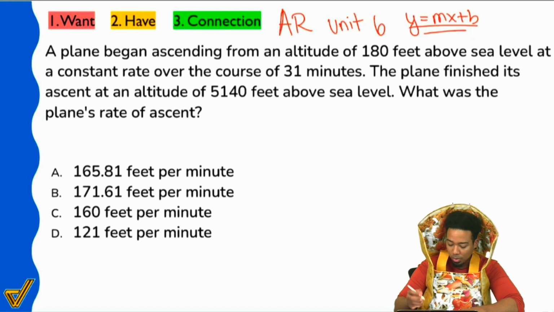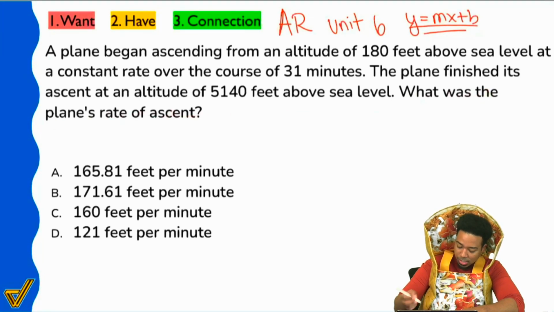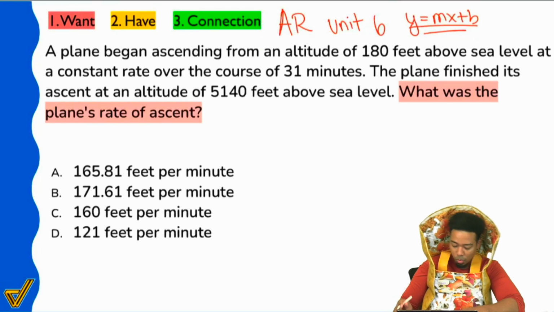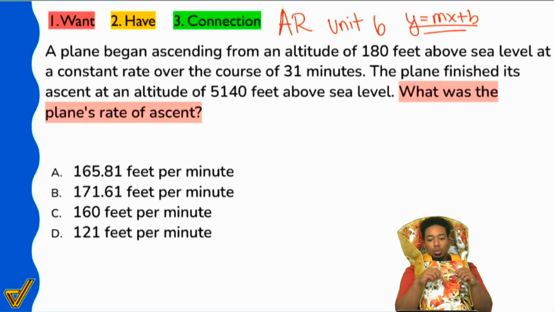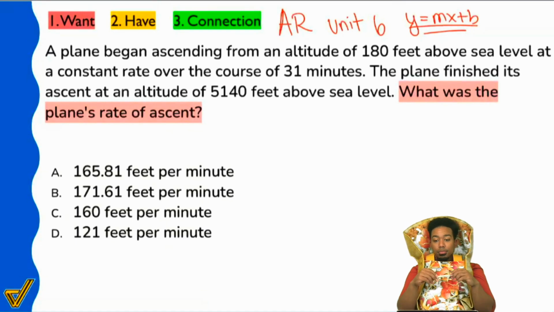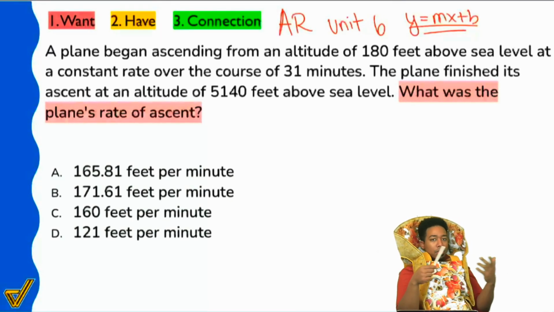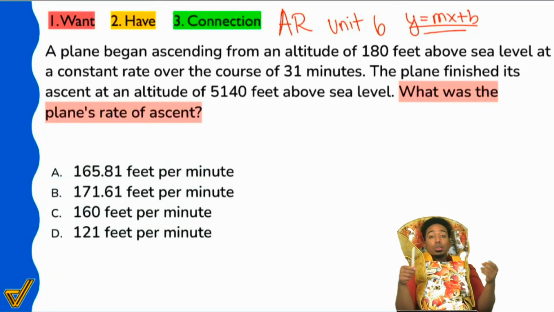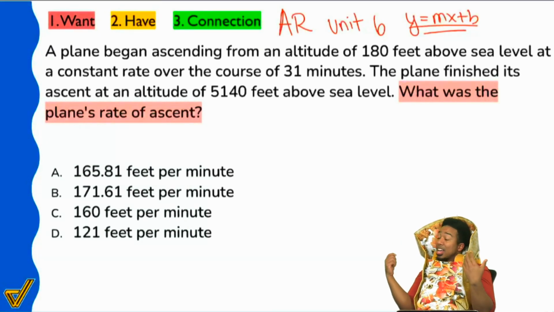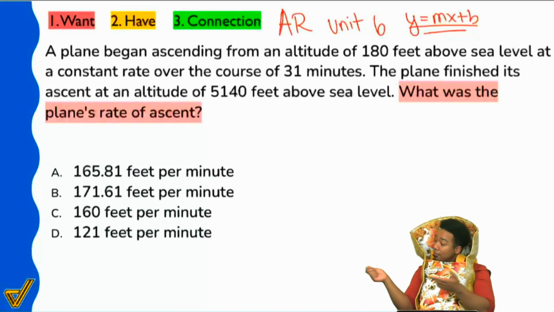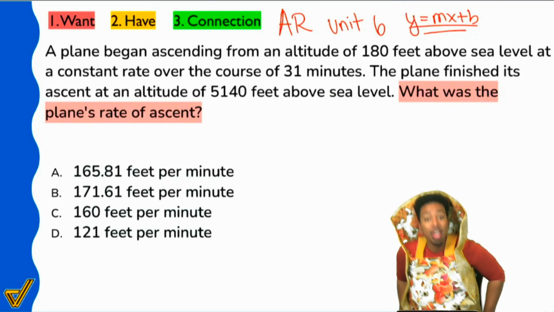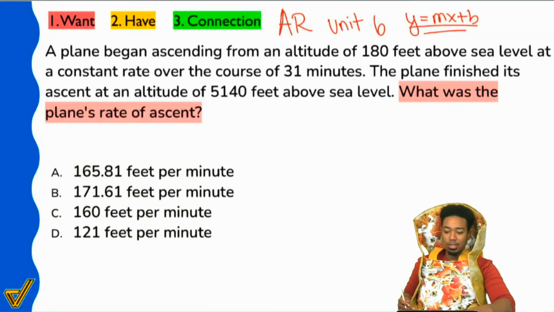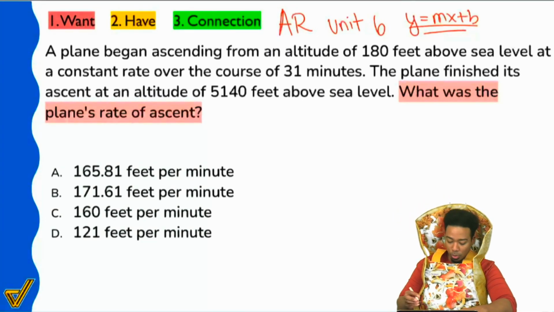So everyone, from the question sentence, what is it that we are looking for? What was the plane's rate of ascent? Yeah, looking for rate. They're very clear there. They say rate. We look at the answer choices. Everything has feet per minute, so we absolutely want to take advantage of that to make sure we have our setup done correctly.